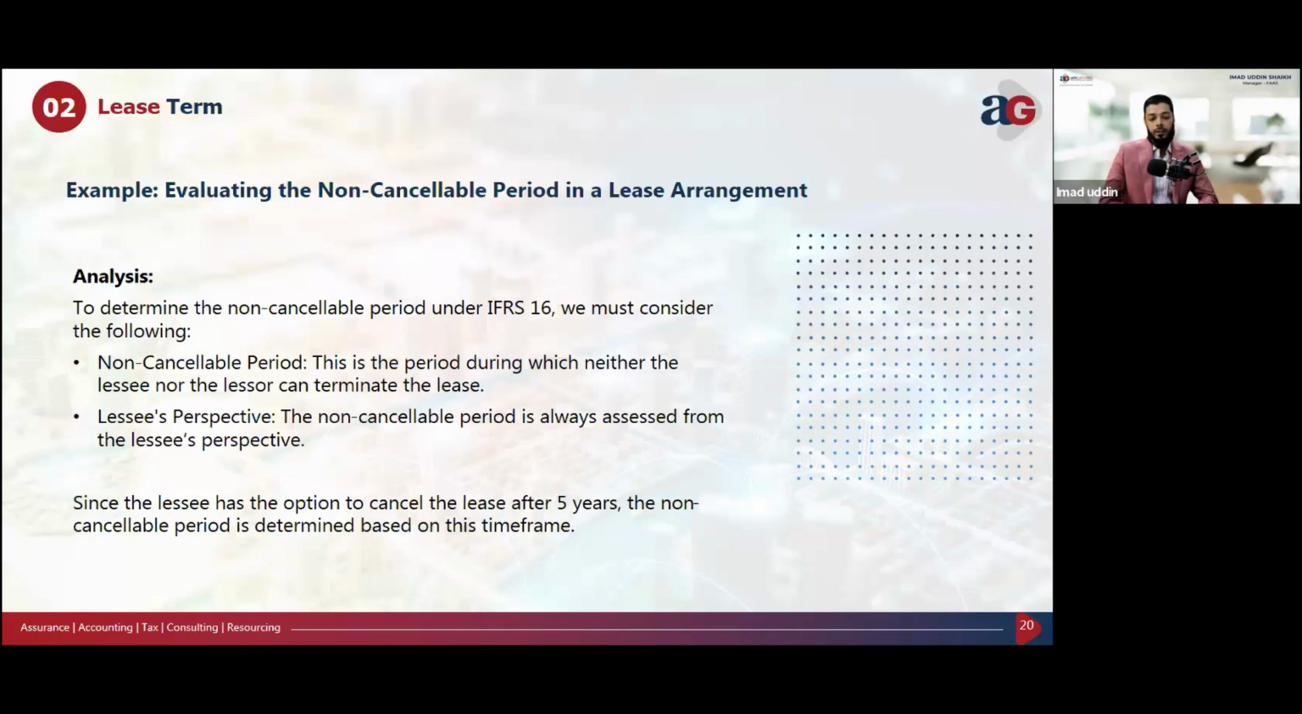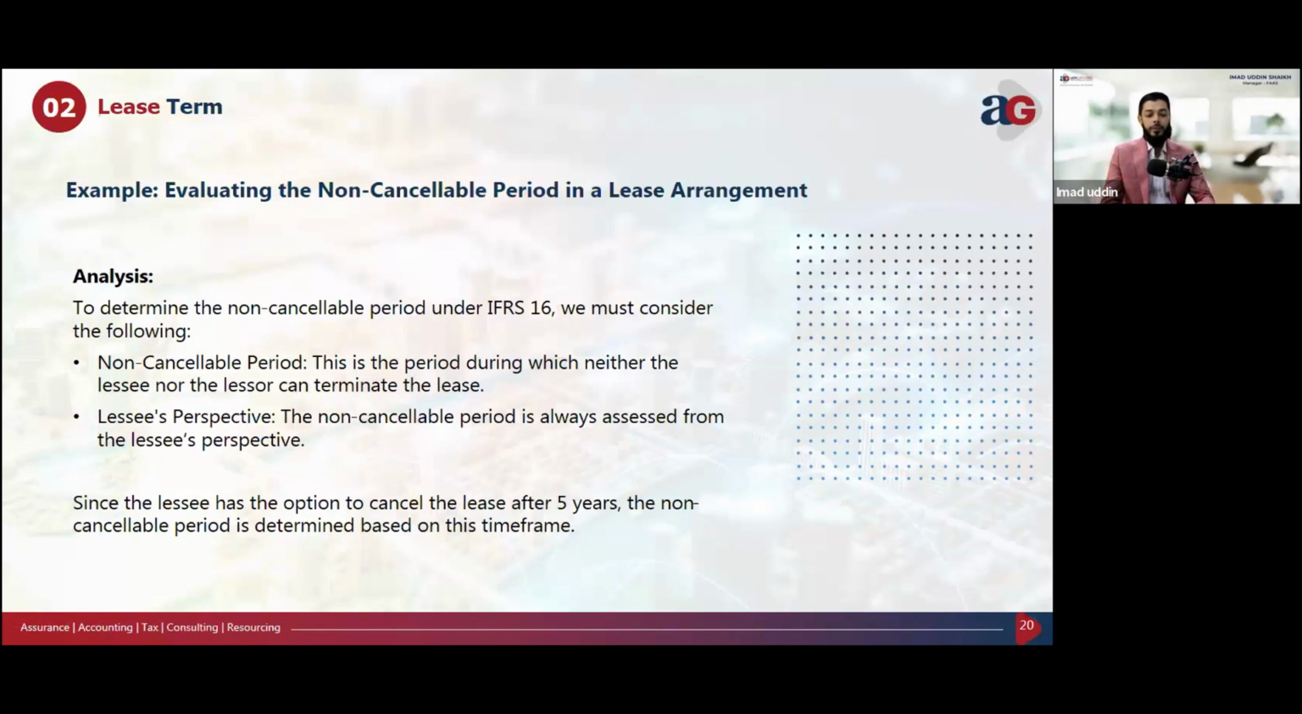So what we had to consider was the non-cancelable period. This is the time after which it can be terminated. But the key that we need to note here is that we have to look at the lessee's perspective, whether the lessee can cancel it or not. If the lessee, the person who's obtaining that asset under the lease, is able to cancel it, that is the time when this becomes cancelable. Anytime before that, it's non-cancelable.